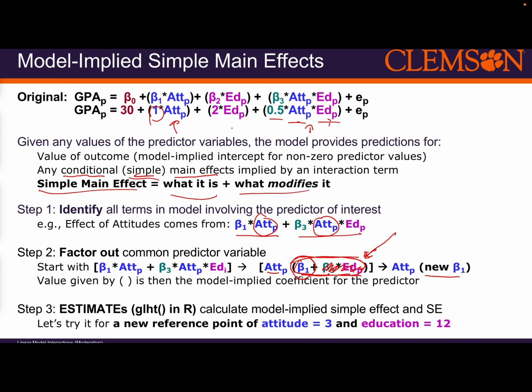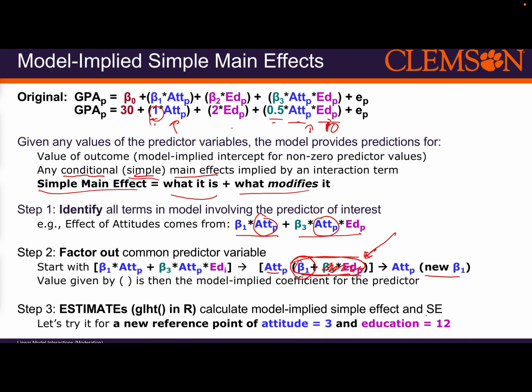Finally, step 3, we have to figure out how to estimate this, or how to get numbers out of it. And you might be thinking to yourself, okay, no problem. If I wanted to see what the slope of attitude is for a father who has 10 years of education, I'd take 10 and multiply it by 0.5. So that'd be a value of 5, and I'd add 1 to it. It'd be 6. And yes, that is the model-implied main effect of attitude for a person whose father had 10 years of education.